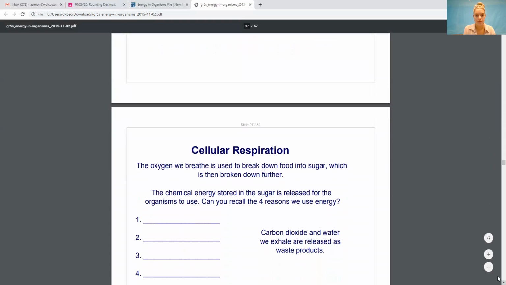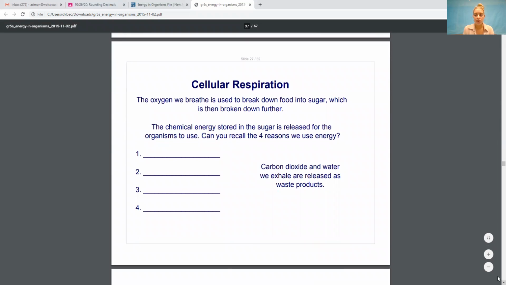All right, moving on. All right, so with cellular respiration, the oxygen we breathe is used to break down the food and sugar, which is then broken down even further, okay? The chemical energy stored in the sugar is released for the organisms to use. Okay, so we can kind of think back. When we're using that food, what four things are we using the food to do again? Think back. Remember, body repair, growth, warmth, and movement. So cellular respiration allows us to break down that energy and be able to do those four things with the energy from the food.